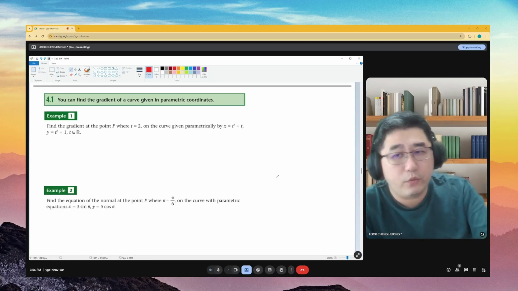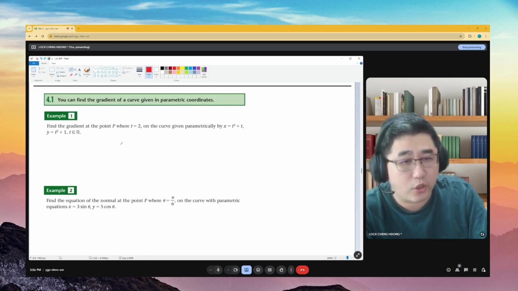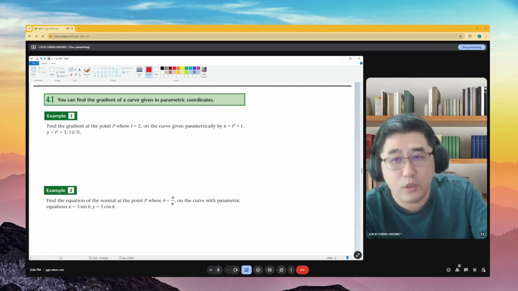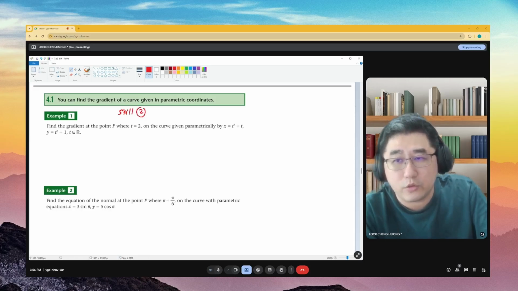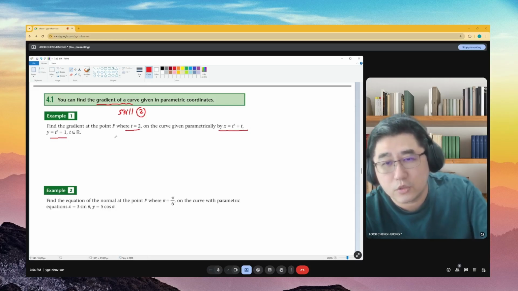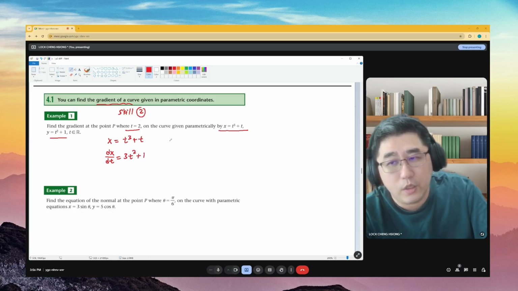If you're already okay with the upper part, which is converting the parametric equation into Cartesian equation, then comes skill number 2. That means you need to find the gradient in terms of t. Example 1: find the gradient of the point P where t equals 2. I have x equals t cubed plus t, so dx dt equals 3t squared plus 1, and y equals t squared plus 1, then dy dt equals 2t.